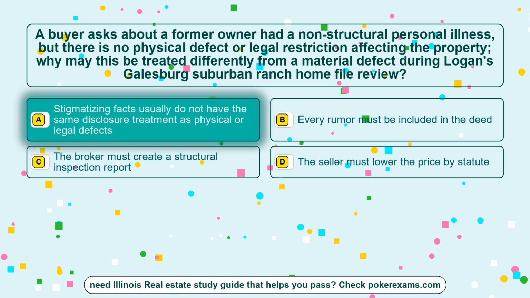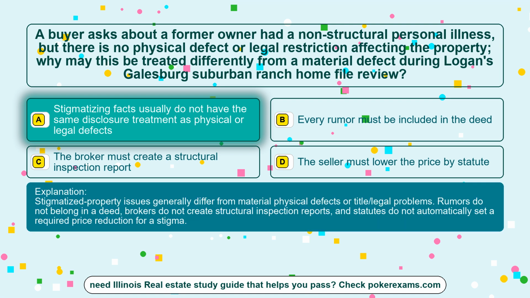The correct answer is option A. Stigmatizing facts usually do not have the same disclosure treatment as physical or legal defects. Stigmatized property issues generally differ from material physical defects or title/legal problems. Rumors do not belong in a deed, brokers do not create structural inspection reports, and statutes do not automatically set a required price reduction for a stigma.